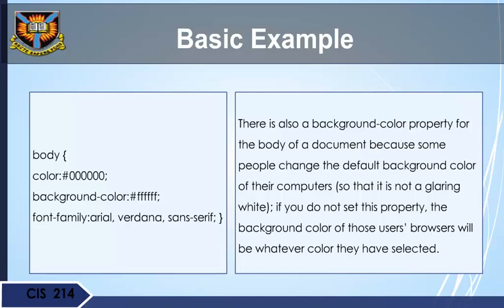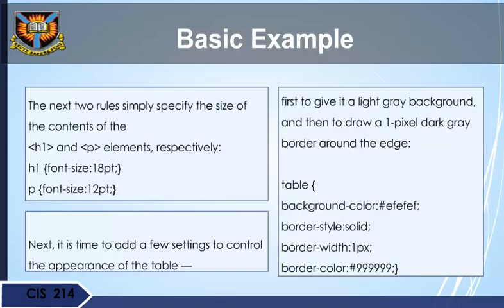There is also a background color property for the body of a document because some people change the default background color of their computers so that it is not a glaring white. If you do not set this property, the background color of this user's browsers will be whatever color they have selected. The next two rules simply specify the size of the content of the H1 and P element respectively. H1 font-size 18pt, P font-size 12pt.